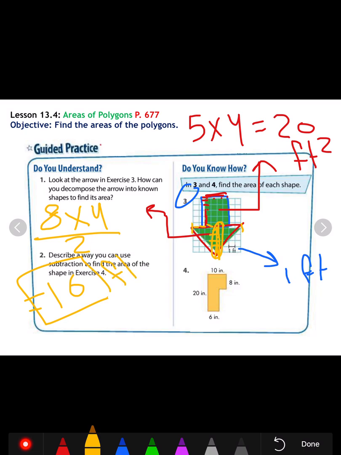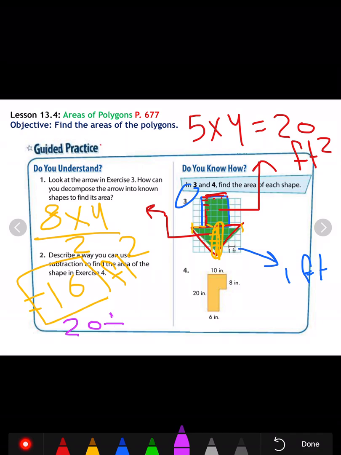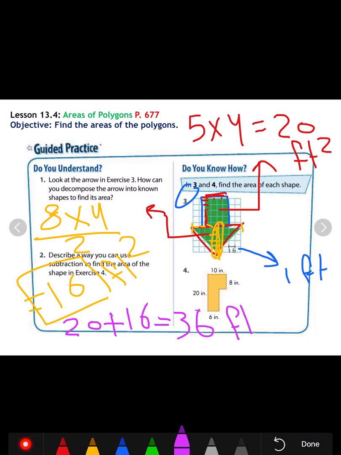Again, feet squared. Now to find the total area, we add the area of the rectangle and the area of the triangle. So 20 plus 16 equals 36 feet squared. I hope this video is beneficial and helpful for you.